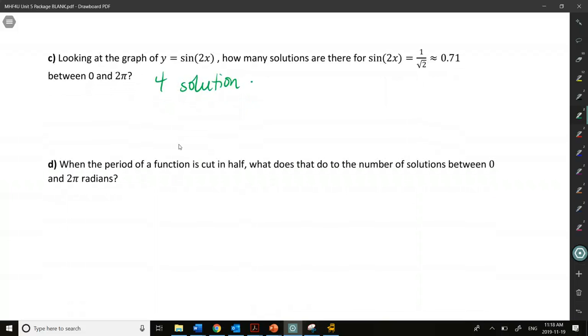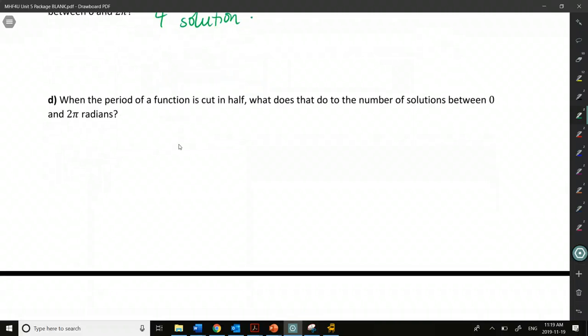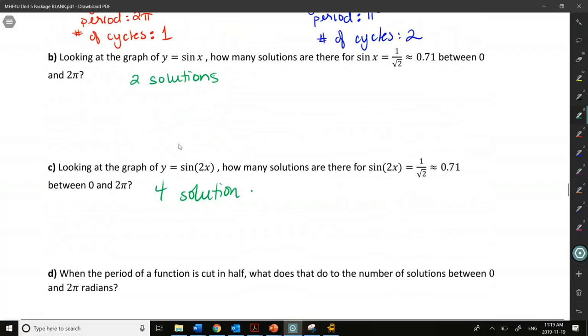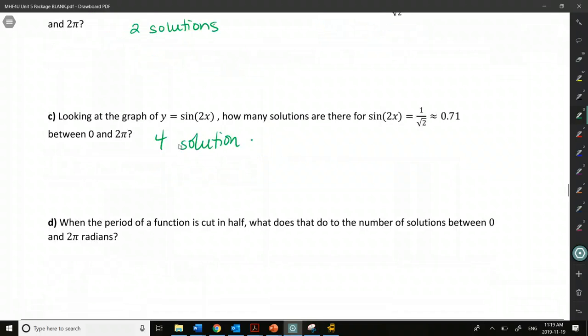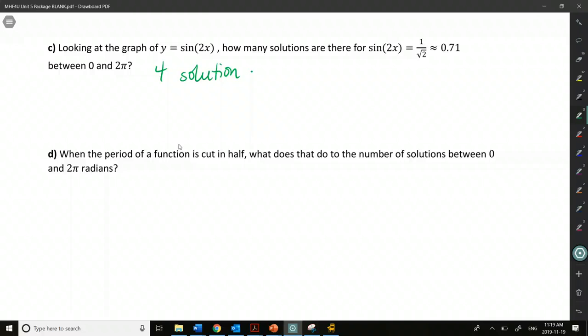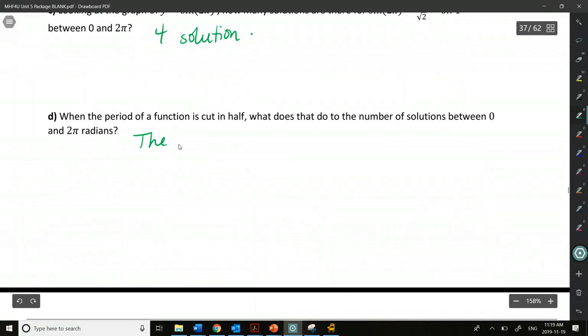So when I cut the period in half by making my k value equal to 2, what happens to the number of solutions between 0 and 2 pi? So the solutions will be more, yes, but approximately how much more? What happened to my number of solutions here when I halved the period? They doubled. Okay, so when my k value is 2 versus 1, my number of solutions is doubling. Alexandra? Yeah. So the number of solutions has doubled.